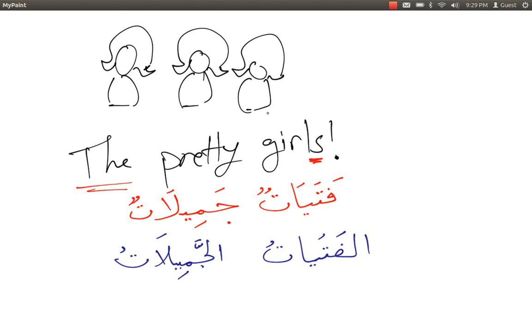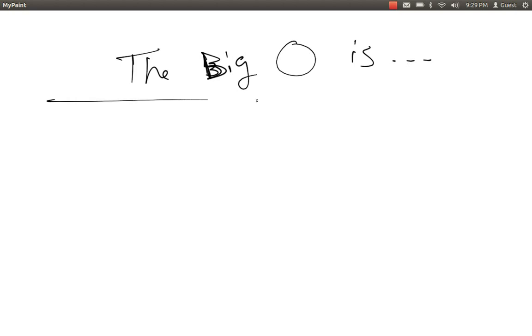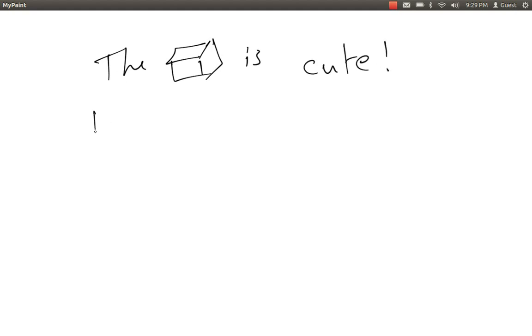So let's, enough with examples for the first part. Our primary goal was to learn how to say the big circle is something, right? So let's take an example just like last time. Last time we said the cube is cute, right? So how do you say the black cube is cute?